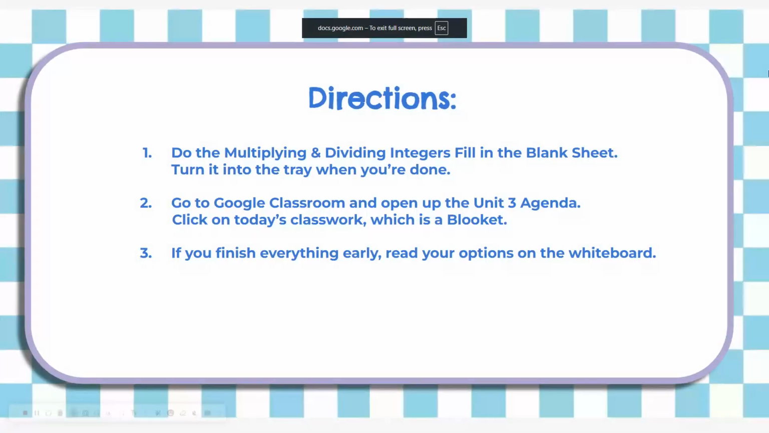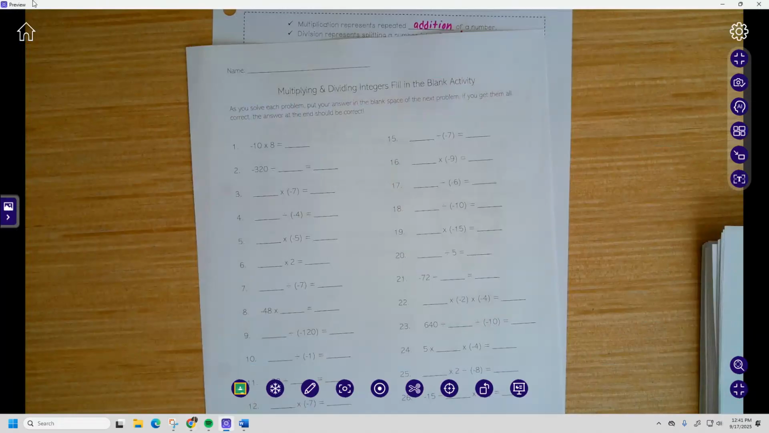Alright, whenever you guys are ready to move on, here's what you're going to be working on for the rest of class. So, first thing says, do the multiplying and dividing integers, fill in the blank sheet. Turn it into the tray when you're done. Let me show you how this works.